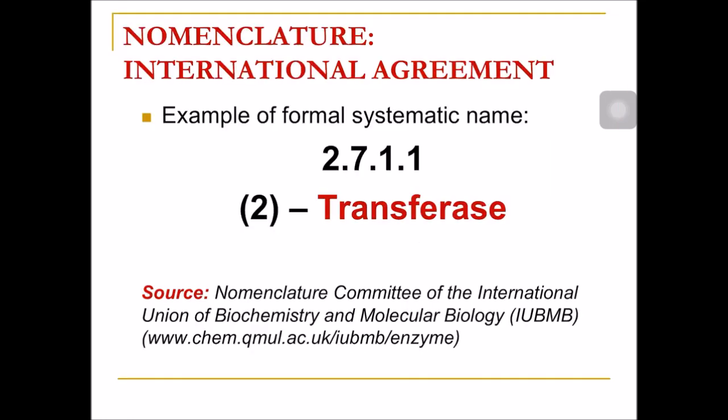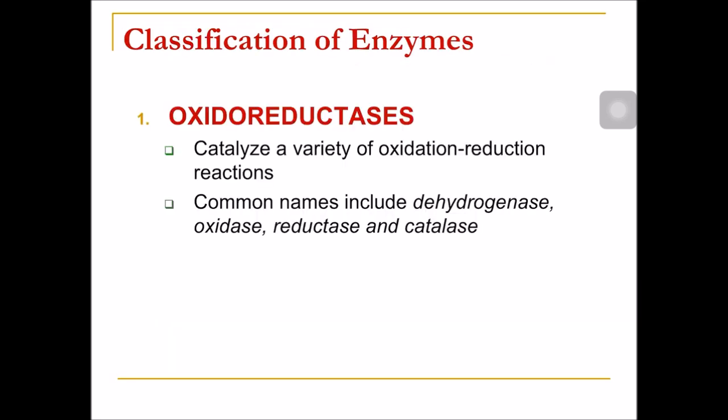Okay? Next, for an example, para magets natin, usually coded nga ang name ng enzyme. Like for instance, in this given sample, 2.7.1.1, in which the first numeral pertains to the transferase enzyme. Okay? So let's now discuss individually these classifications.